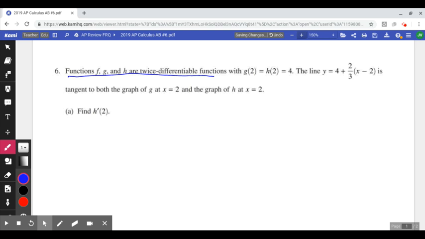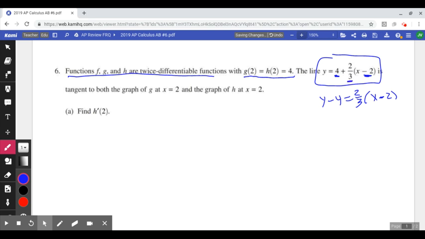We also know that g of 2 is equal to h of 2, which is equal to 4. So g and h, when x is 2, both have an output of 4. We also have the line y is equal to 4 plus 2/3 times (x minus 2), and that's tangent to both the graph of g and h at x is equal to 2. We can see that here because our x value is 2, and then our y value is 4. Another way of writing this would be y minus 4 is equal to 2/3 times (x minus 2). And we can also see our slope right here, the slope of the tangent line being 2/3.